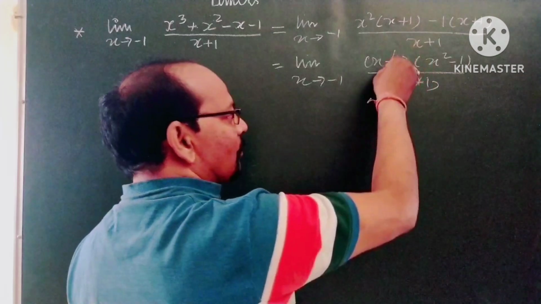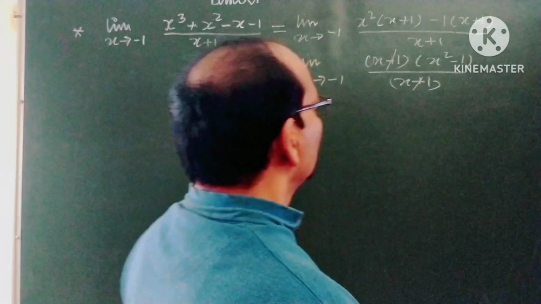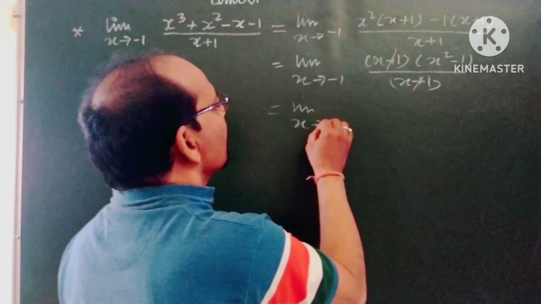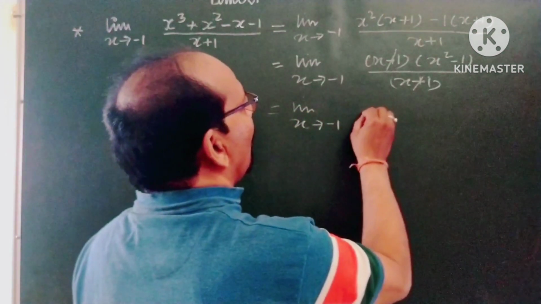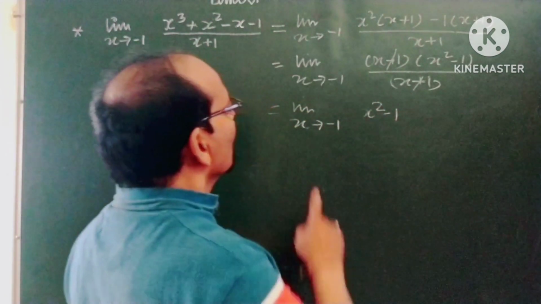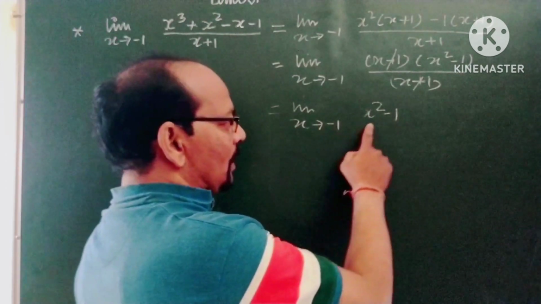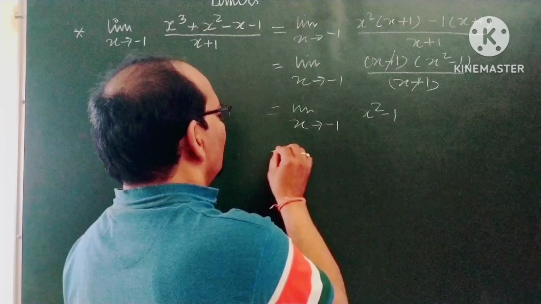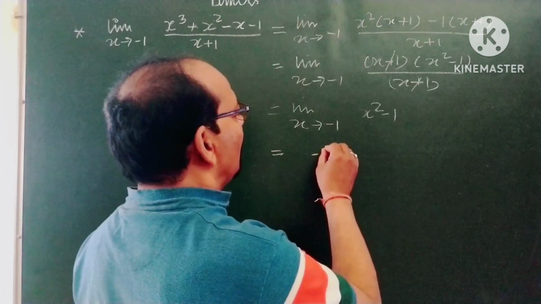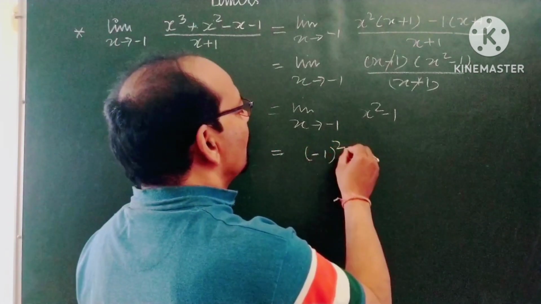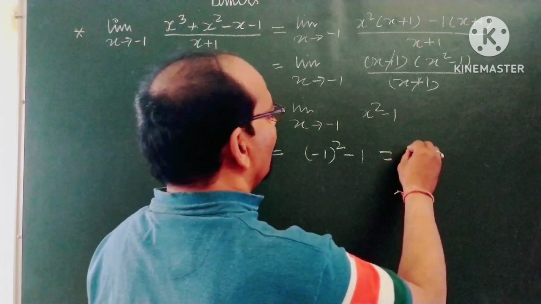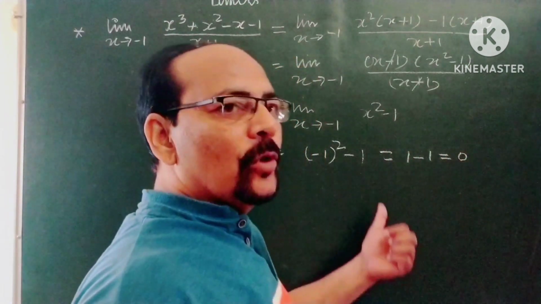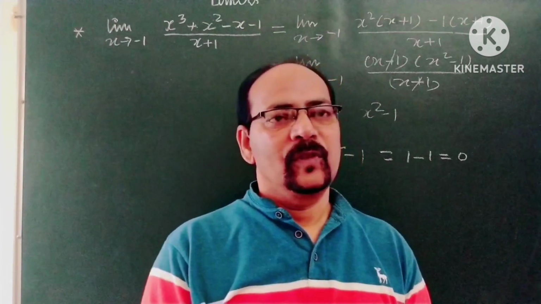x plus 1 and x plus 1 will be cancelled. Therefore find the limit x tends to minus 1 of x square minus 1. Now put x equal to minus 1 directly: minus 1 square minus 1, there will be 1 minus 1 equal to 0. Therefore the limit of this function will be 0.